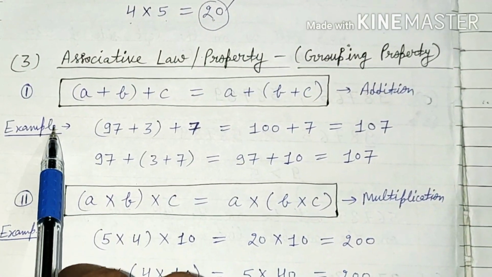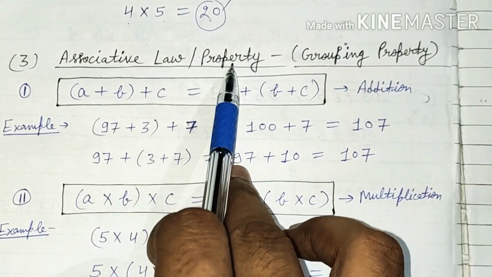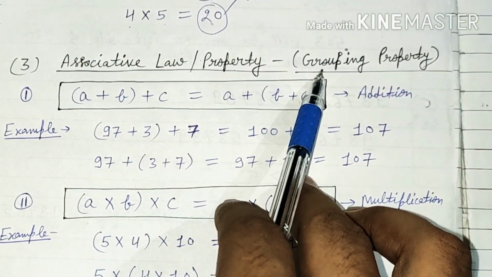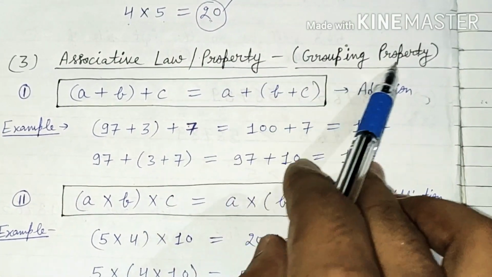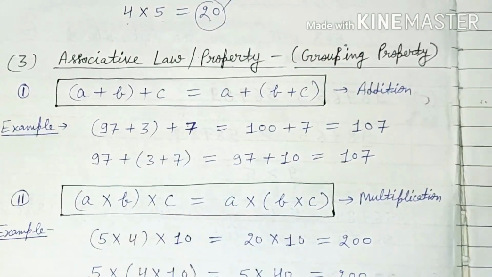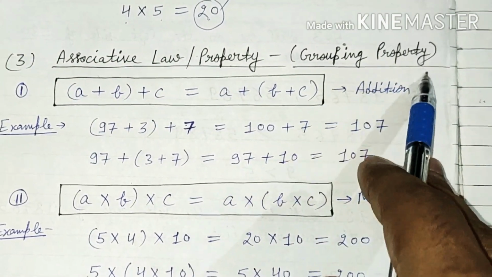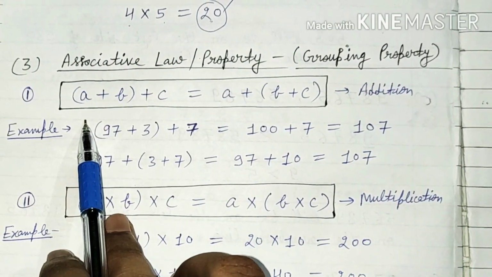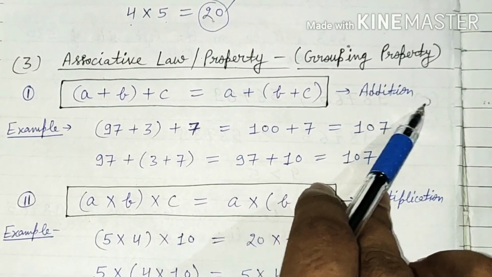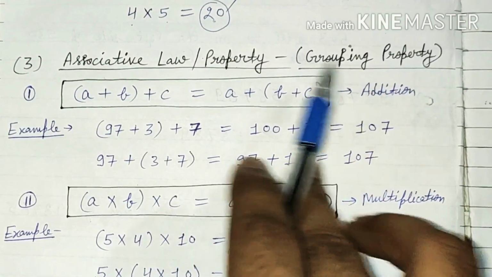Now the third property is associative property, or we can say the other name for the associative property is grouping property. Now let's understand why it is named as grouping property. First we will see the addition operation.